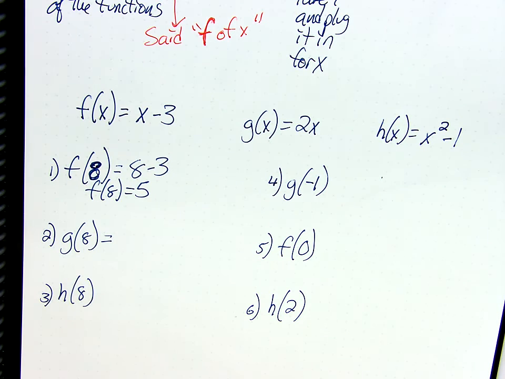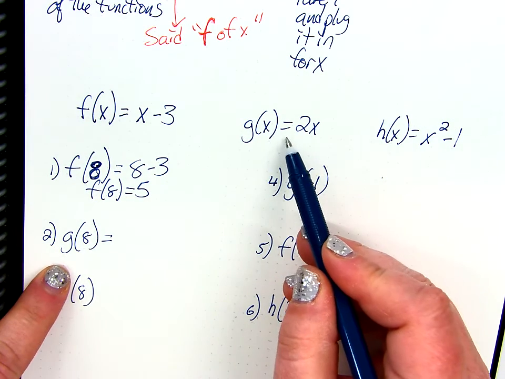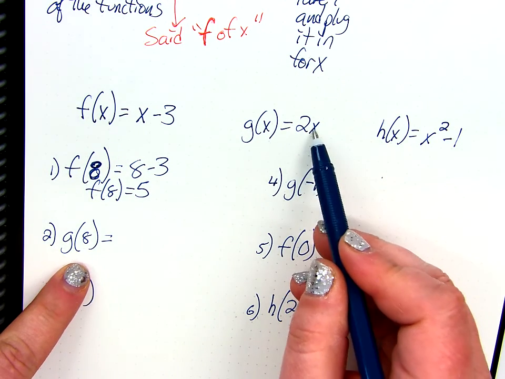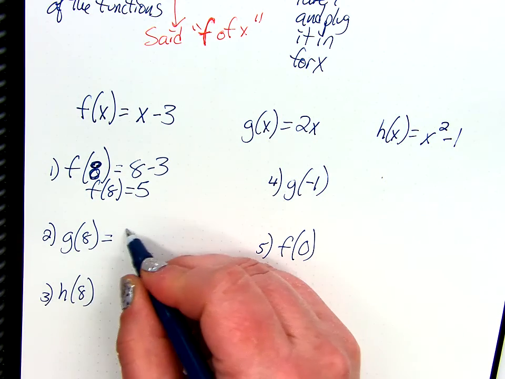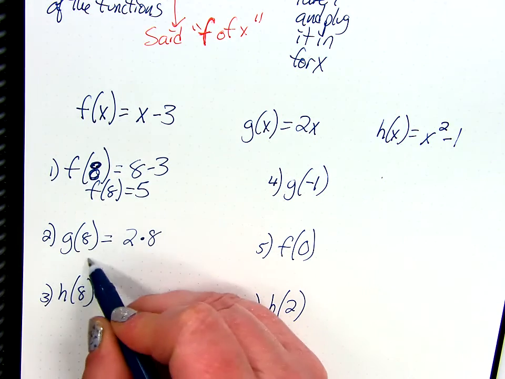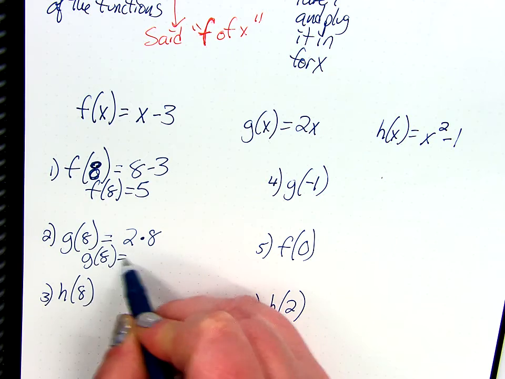So go ahead and see if you can figure out what g of 8 would be. Does everybody have that answer? What's the final answer? Dylan, right? 16, that's it. G tells you to use the g function, and then I'm just going to replace that x with an 8. So I'm just going to do 2 times 8. So g of 8 is just 16.